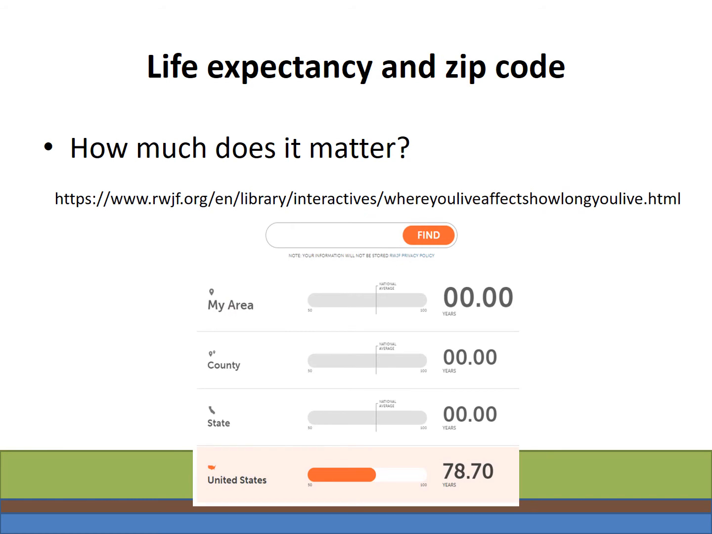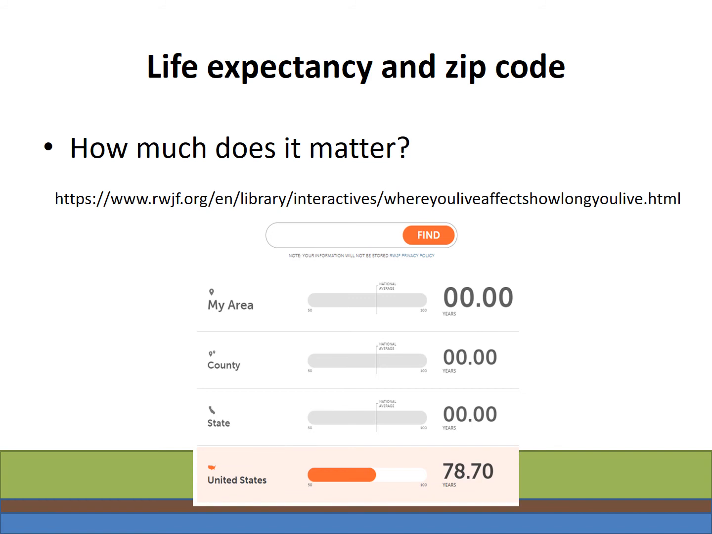The other thing that we're going to be talking about a lot is life expectancy and zip code. You'll hear a lot about this: how much does it actually matter? And where you live, it turns out it matters a ton. This could be related to your proximity to various pollutants. This could be related to many other things as well. So let's dive into this just a little bit.